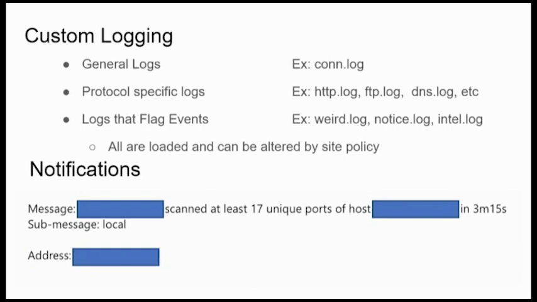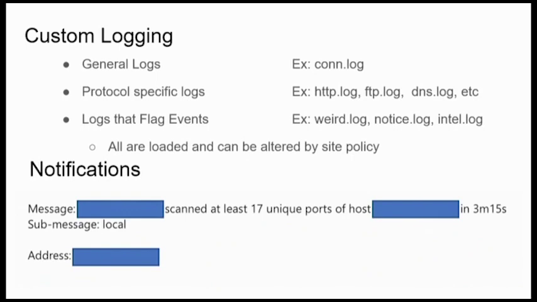There's also logs that flag sort of specific events. So weird.log is sort of strange traffic or malformed traffic or traffic that's non-typical. This might be indicative of a security event, but we really don't know, so it's something to keep an eye on. This is also a good place to figure out if you have things that are not configured the correct way, because there's a good chance it'll show up here.